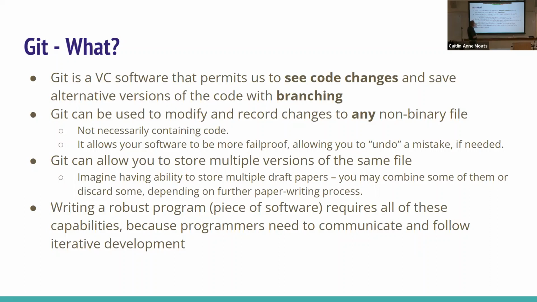Okay, and so then getting to software, writing a robust program requires all of these capabilities. Because programmers, okay, we need to communicate and follow what's called iterative development. And so, if you haven't played this programming game and built software, iterative, okay? You start with something and then you repeat it again, you iterate, all right?